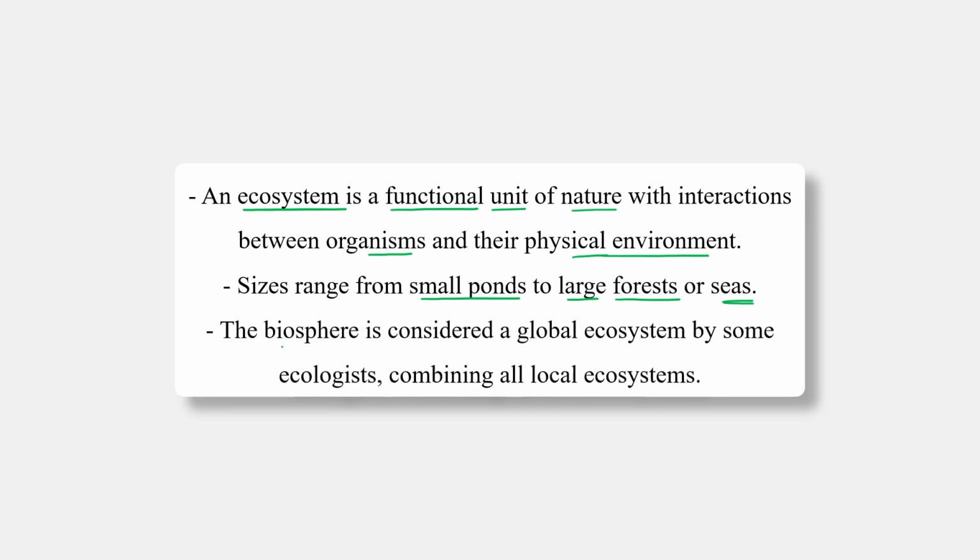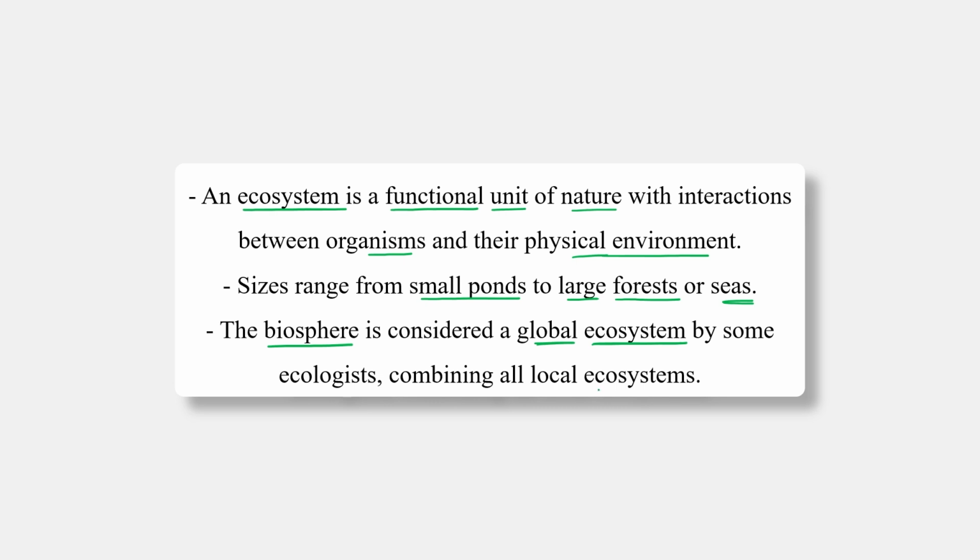And the biosphere is considered a global ecosystem by some ecologists, combining all local ecosystems. This means that in this global ecosystem, all types of ecosystem, terrestrial ecosystem, aquatic ecosystem, small ecosystem, big ecosystem, are summed up. That's why some ecologists define the biosphere also as a global ecosystem in which all local ecosystems combine together and interact with each other.